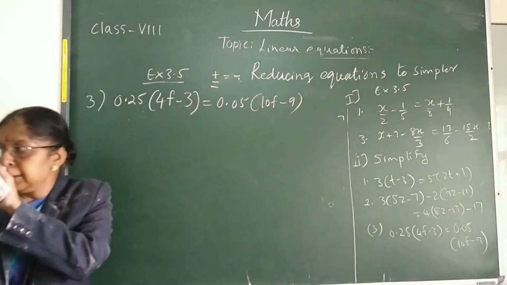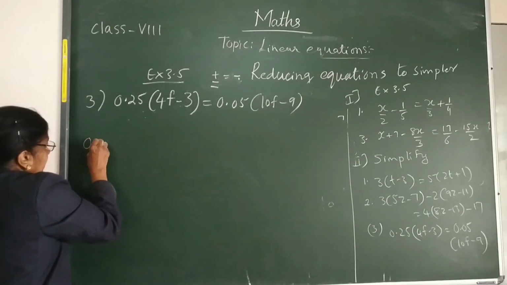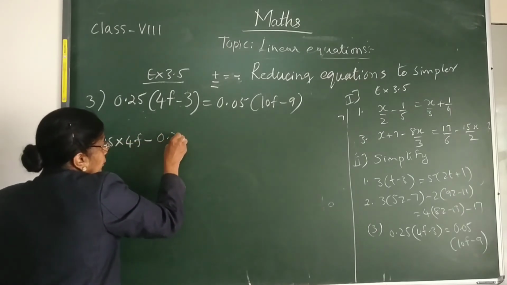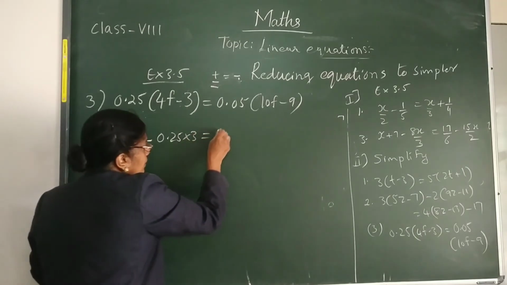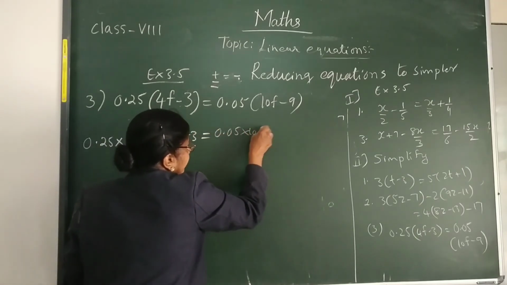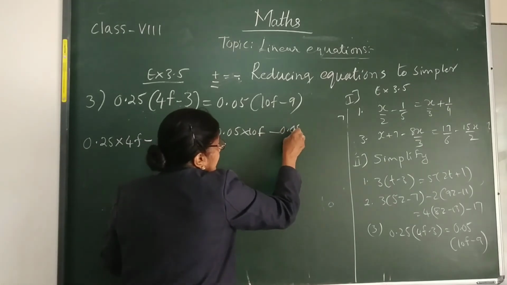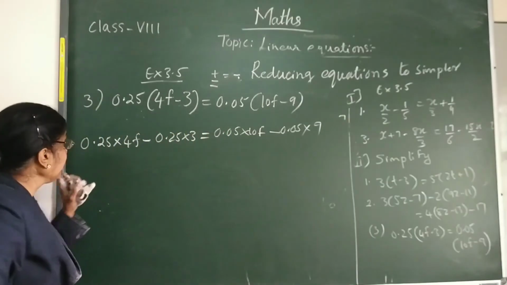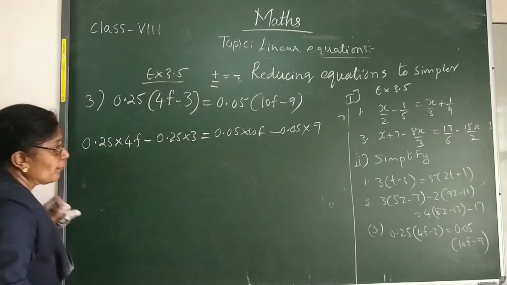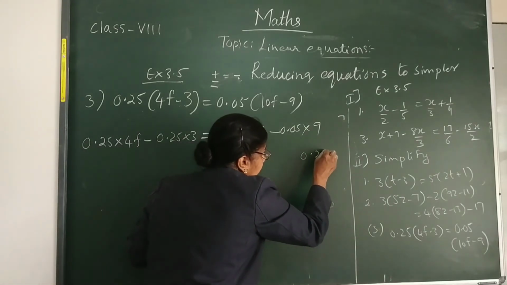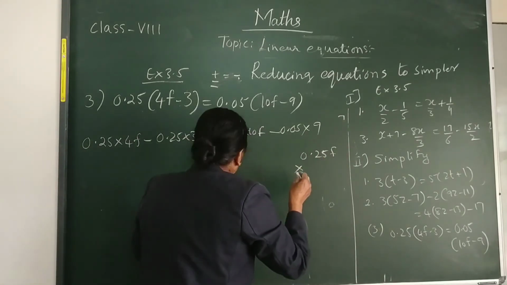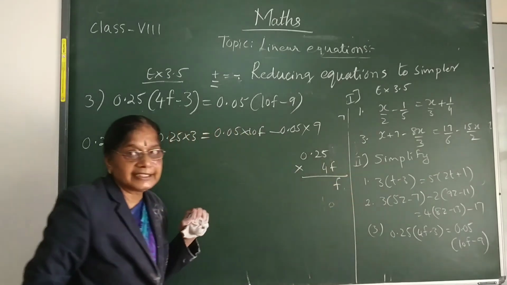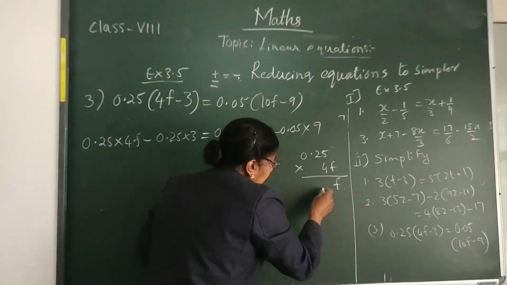So we are going to use the distributive property. So what is it? 0.25 into 4f minus 0.25 into 3 is equal to 0.05 into 10f minus 0.05 into 9. Now when we are multiplying, you have to be very careful. If this is 0.25, I will show you how to multiply. 0.25 into 4. 4f is given, so f will remain as it is. We have to multiply. 4 5s are 20.